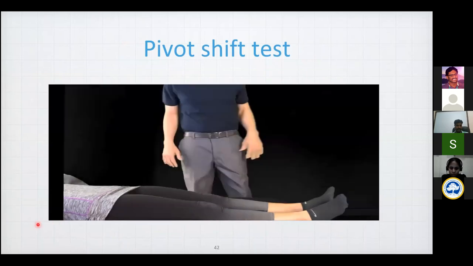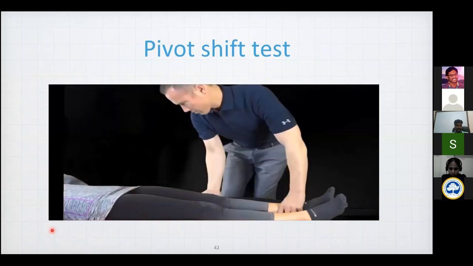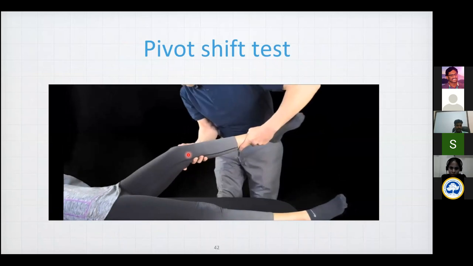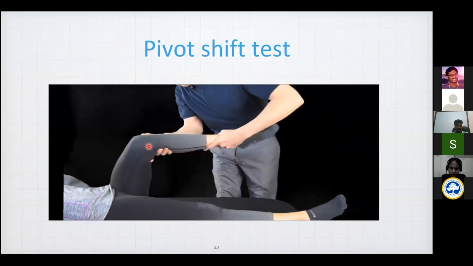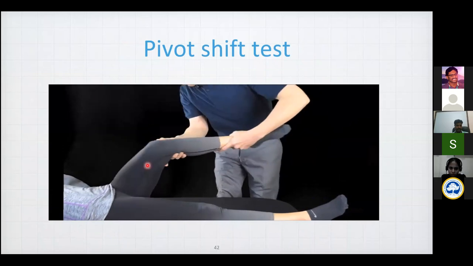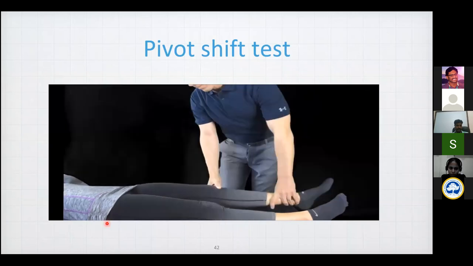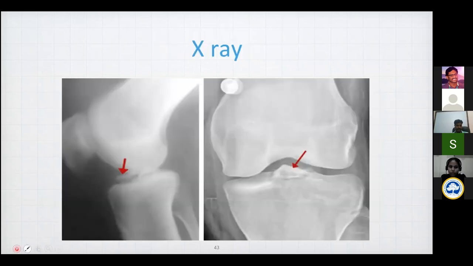Pivot shift test. The supine patient's straight leg is elevated 20 to 30 degrees off the table. Internal tibial rotation and valgus force through the knee while passively flexing the patient's knee to 40 degrees. A sensation of giving way suggests ACL injury. So, in the pivot shift test, we'll feel a clunk in the tibia while performing the test. That will say the instability of the joint.